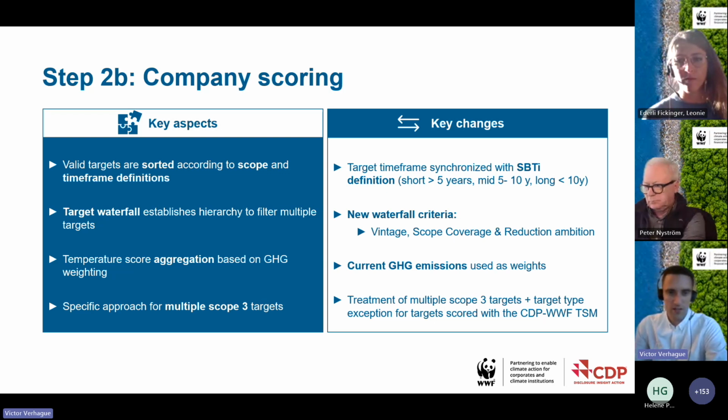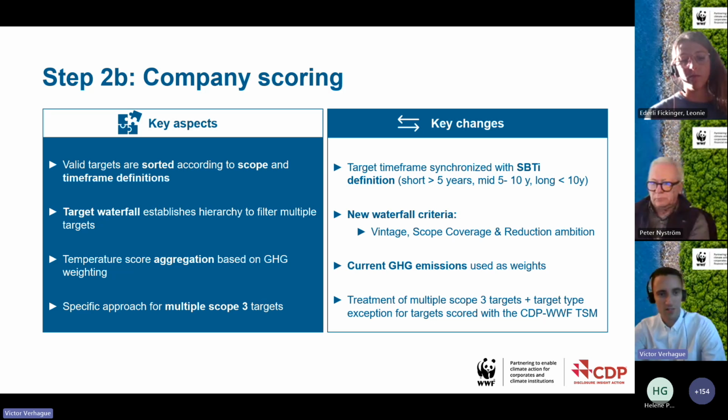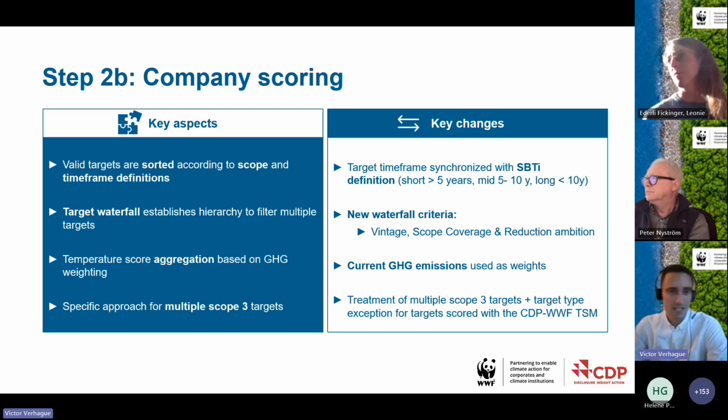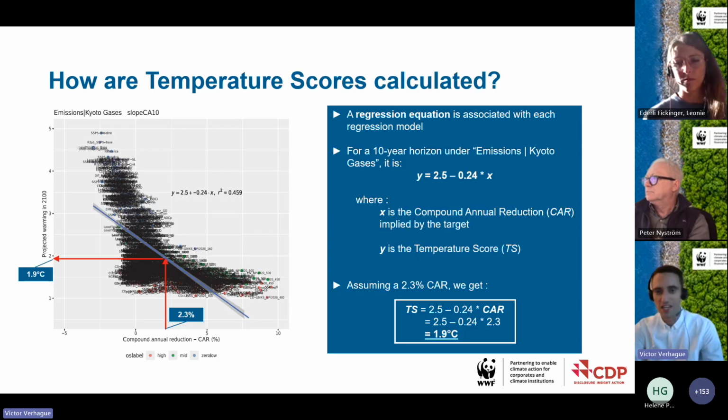There's also cases where financial institutions set targets across different asset classes for their portfolio, with several targets covering the same category 15. So the methodology now addresses such cases as well. And finally, the methodology also introduces a target type exception for targets set using the CDP-WWF Temperature Scoring Methodology. These targets are a very specific type of engagement targets, and as such, they cannot be scored using the main temperature scoring protocol of the methodology. And it's another aspect that the initial document was silent about, and something that we were able to address with the benefit of hindsight.